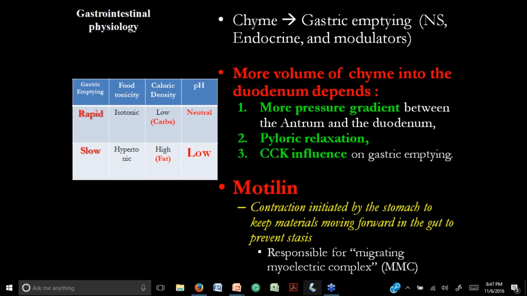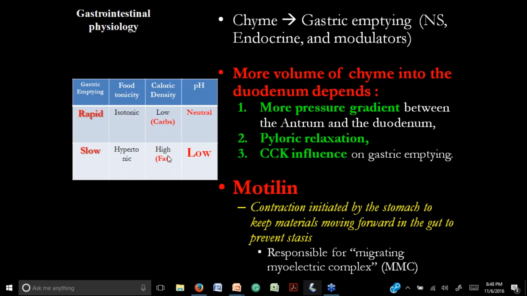All right, so motilin is another hormone that initiates contraction in the stomach to keep materials moving forward into the gut and prevent stasis. So motilin stimulates the contractility of the stomach. And here in this chart we have something really important. When you have food that is isotonic, and mostly isotonic or close to isotonic are going to be the carbohydrates and proteins.